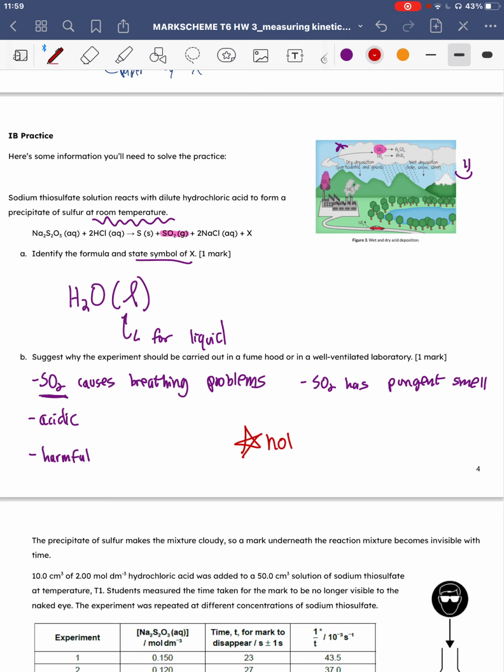What was not accepted was SO2 causes acid rain. It does cause acid rain, but that was not a sufficient reason for carrying it out in a fume hood. So it causes breathing problems. That makes sense to me. It's coming out of a power plant. It's acidic. It's harmful. Any of those would get you the mark as long as you identify that SO2 is the problem.